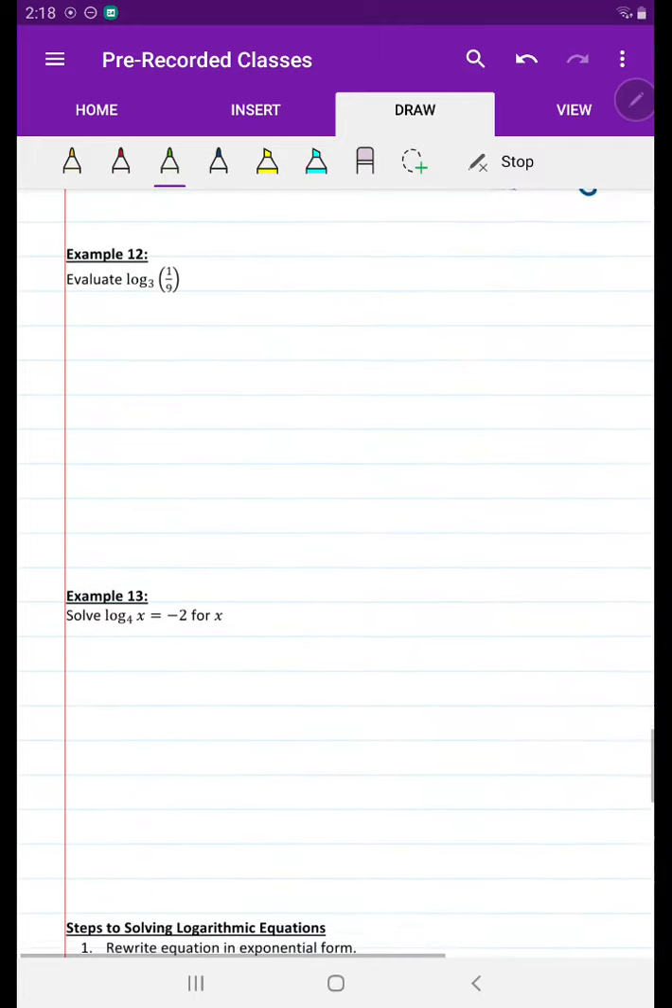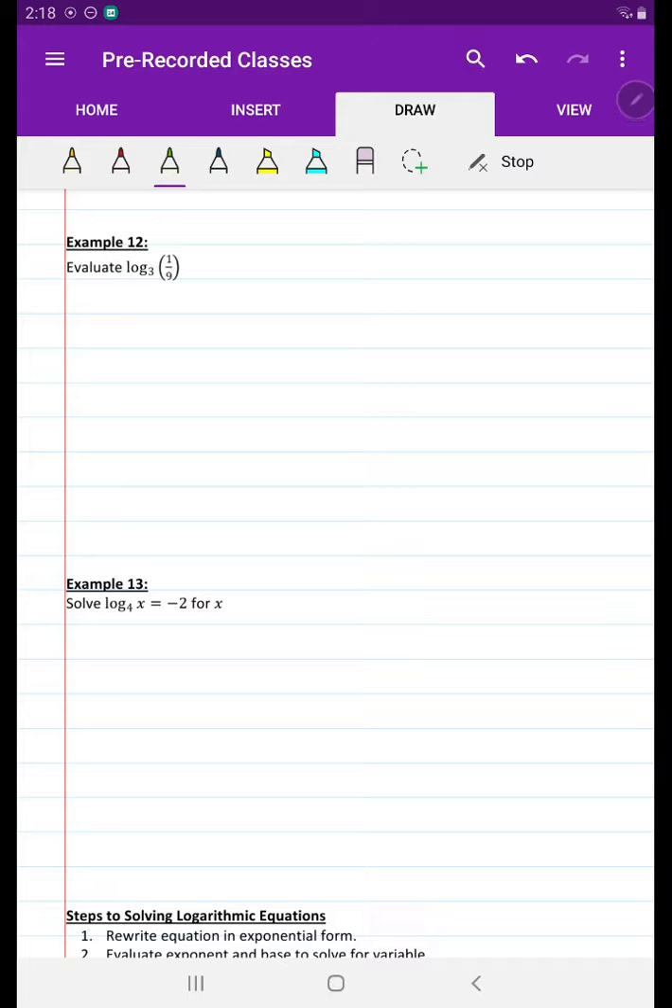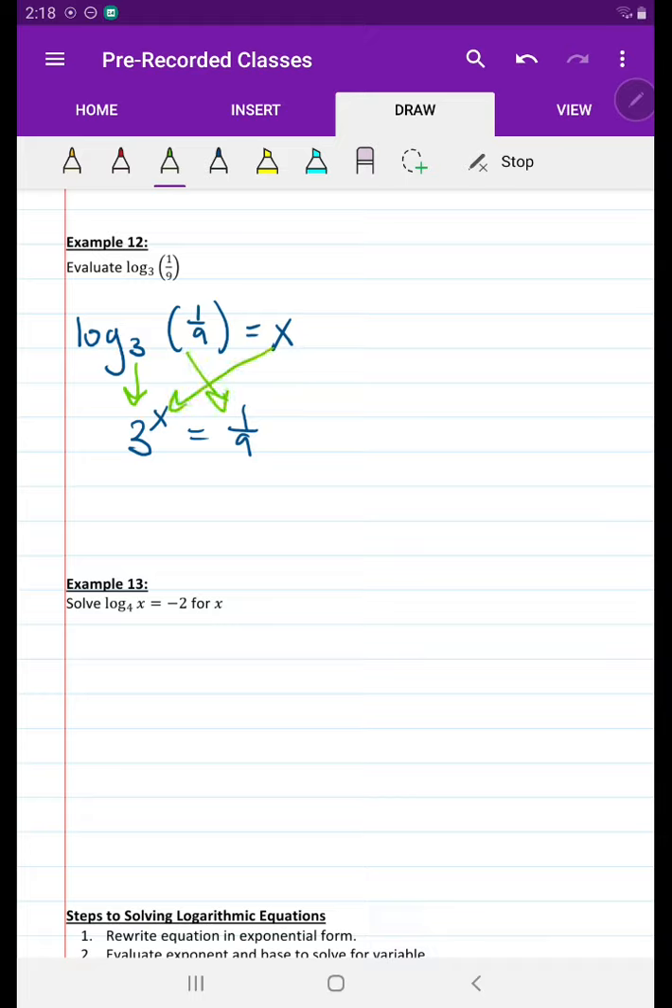All right, example 12, we have log base 3 of 1 over 9. So how I'll start this one, same thing I did. Log base 3 of 1 over 9 equals x. So I'm going to rewrite this in exponential form. So I'll have 3 to the x equals 1 over 9, right? So what I did is I dropped my base, and then I flip-flopped my argument and my answer.